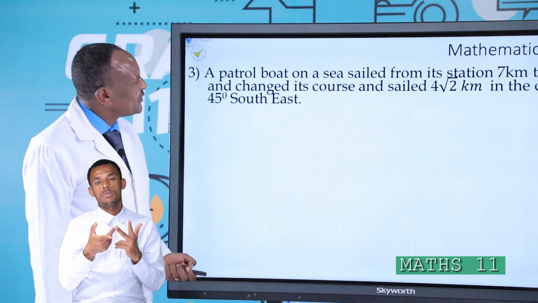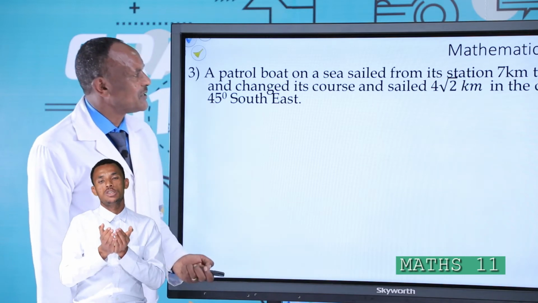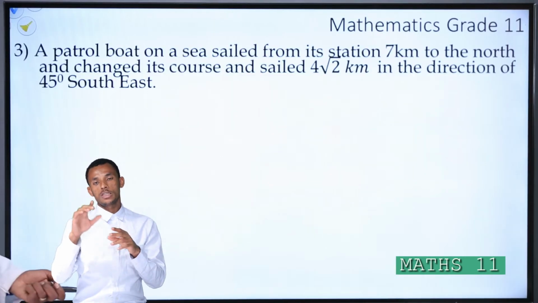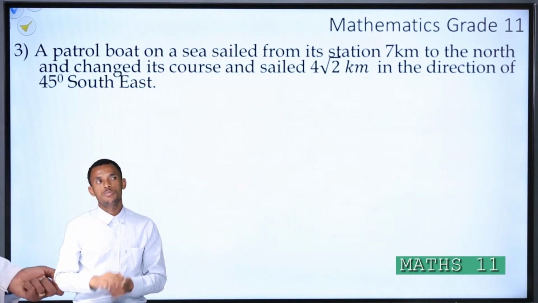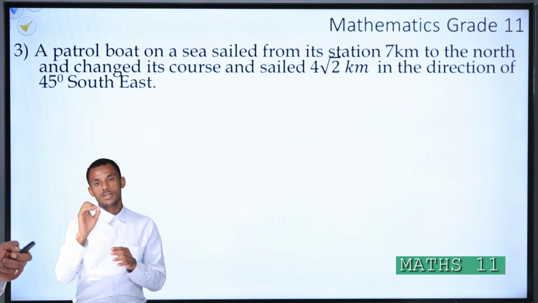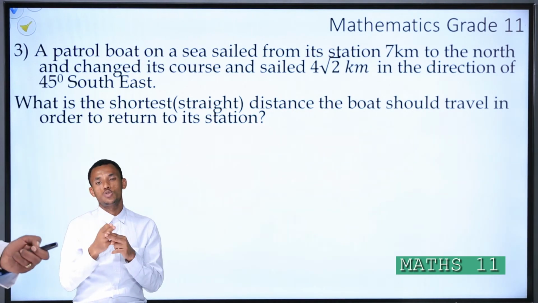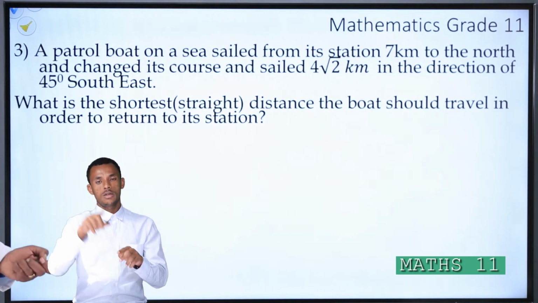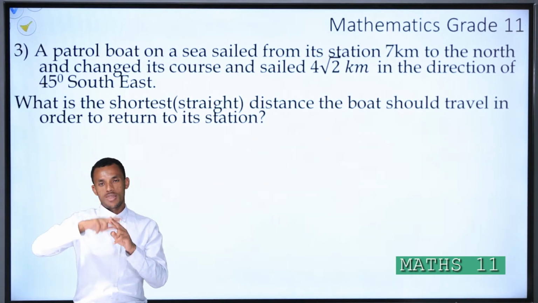Third one, a patrol boat on a sea sailed from its station 7 kilometers to the north and changed its course and sailed for 2 kilometers in the direction at 45 degrees southeast. What is the shortest or straight distance the boat should travel in order to return to its station?